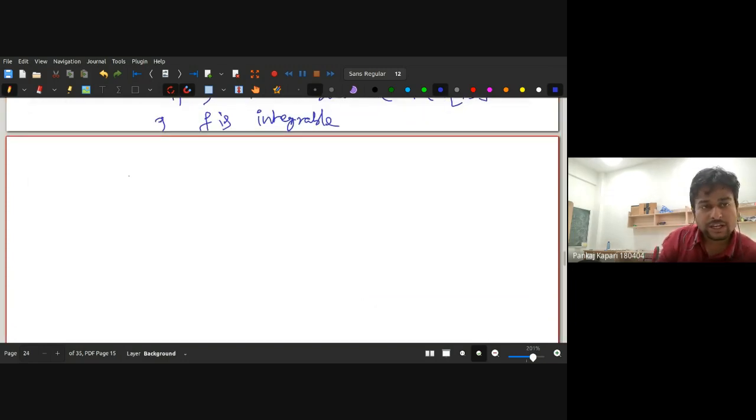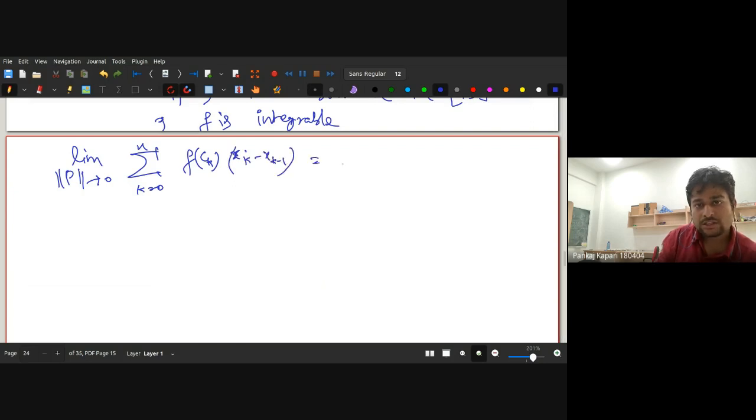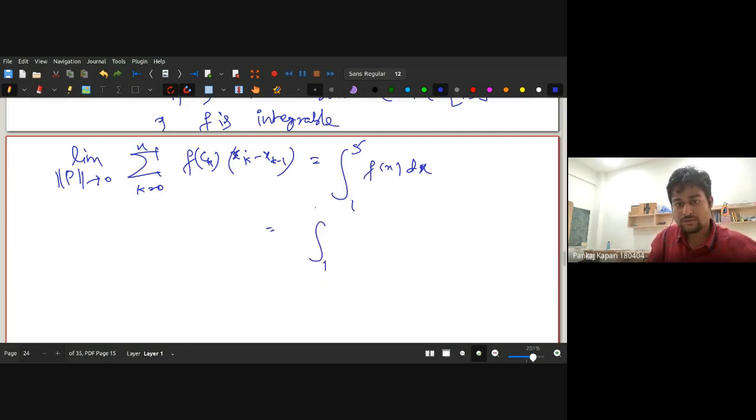Because f is integrable, the limit of this particular summation, when the norm of the partition goes to 0, with k from 0 to n, f of ck times xk minus xk minus 1, must be the integral from 1 to 5 of f of x dx. And now we know what our function is. From 1 to 5, this is just 2x minus 1. So we have to find this integral.